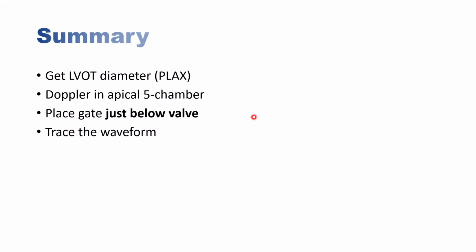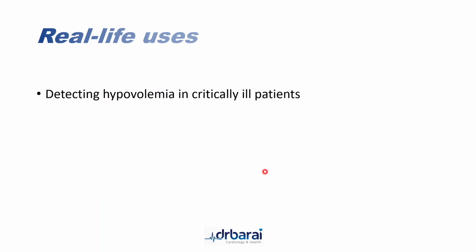Machine will give you a number. And use the formula that stroke volume is equal to area multiplied by VTI. So if we consider a cylinder, the area multiplied by the height, which is the VTI, will give us the stroke volume. It is so simple. So in real life, we can use this LVOT VTI for a number of reasons, especially to identify hypovolemia in critically ill patients.